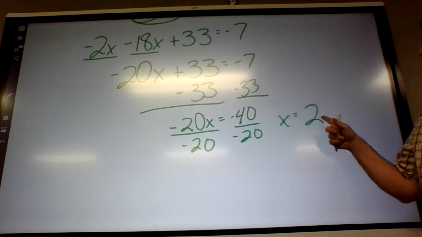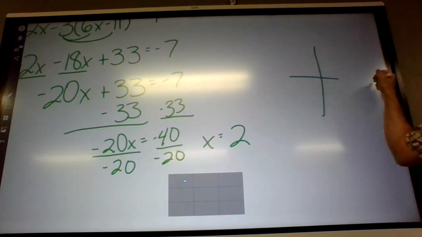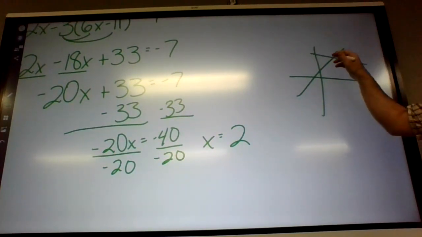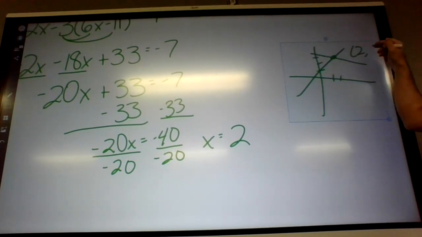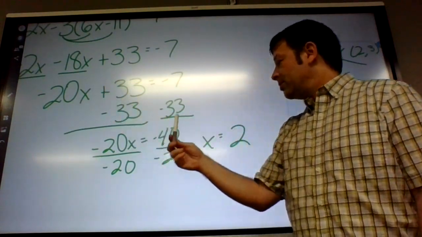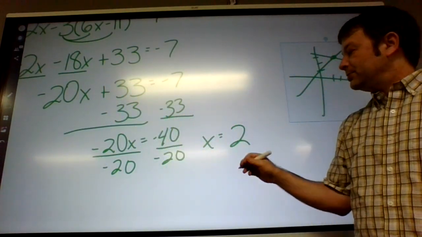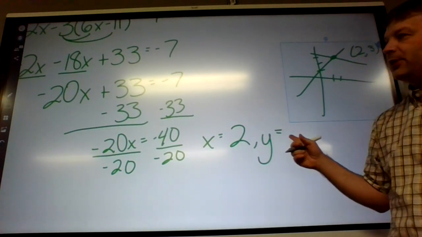Okay, are we done? No. So remember yesterday when we had an answer, like where the two lines crossed? It's two different numbers, like an x value and a y value. So maybe like 2, 3. That's a solution for these problems. Because there's two variables, if you get an x value, you need the y value also. So how could we find the y value?